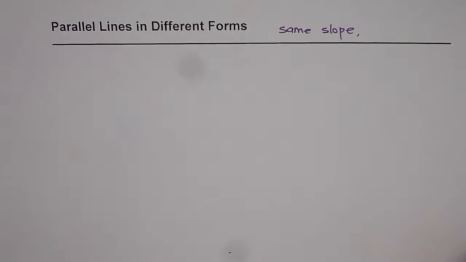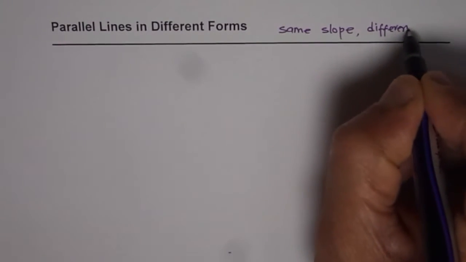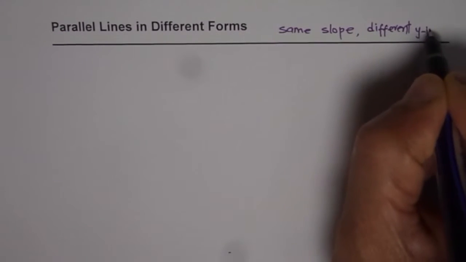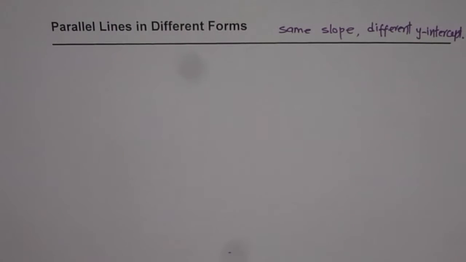But there is one more restriction. They have same slope but different y-intercept. So that is important to understand. That is the condition which we should fulfill when we are writing equation for parallel lines.